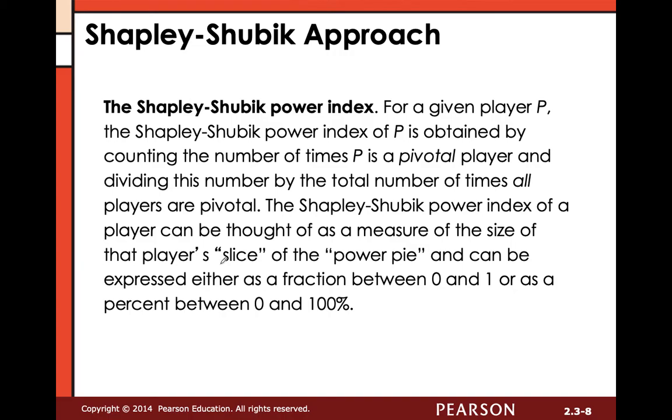So the Shapley-Shubik power index of a given player P is obtained by counting the number of times P is a pivotal player and dividing this number by the total number of times that all players are pivotal. The Shapley-Shubik power index of a player can be thought of as a measure of the size of that player's slice of the power pie, and it can be expressed either as a fraction between 0 and 1 or as a percent between 0 and 100%.